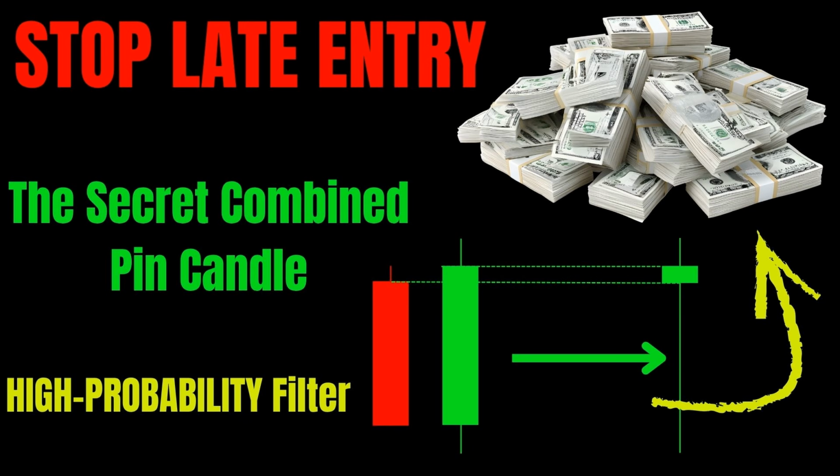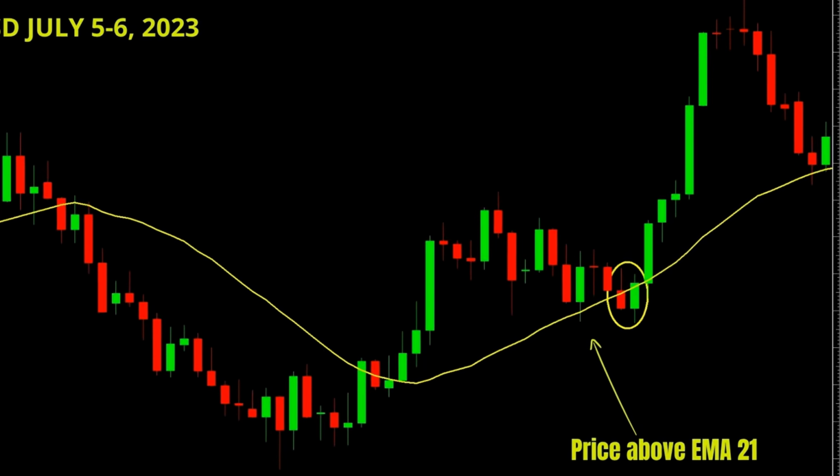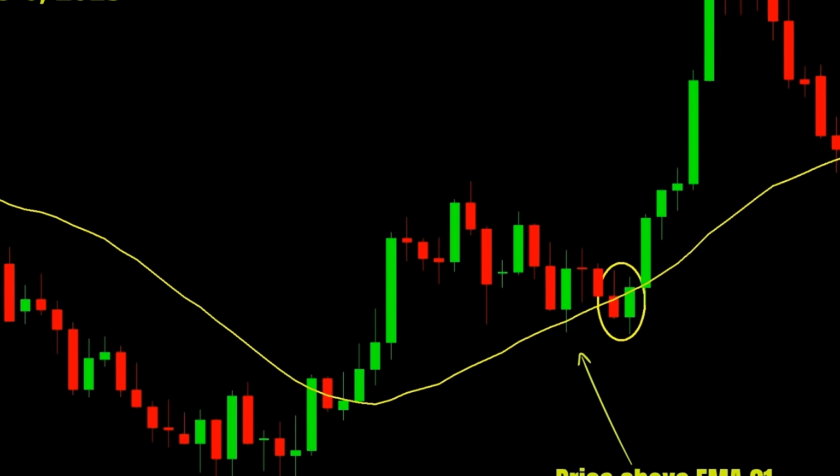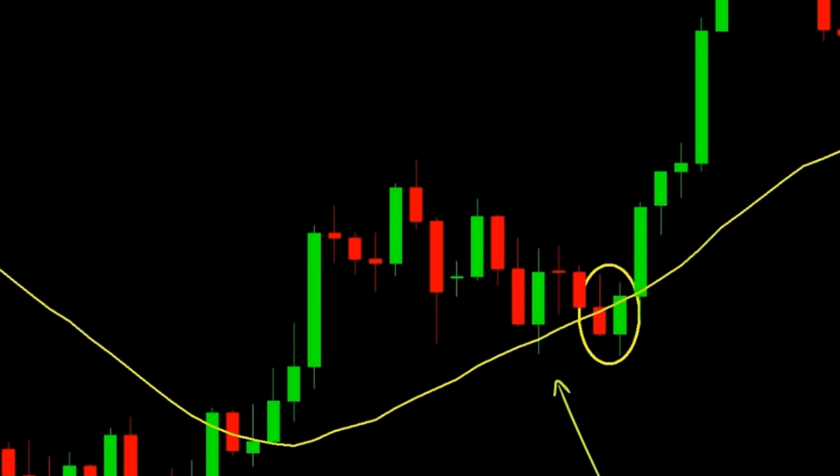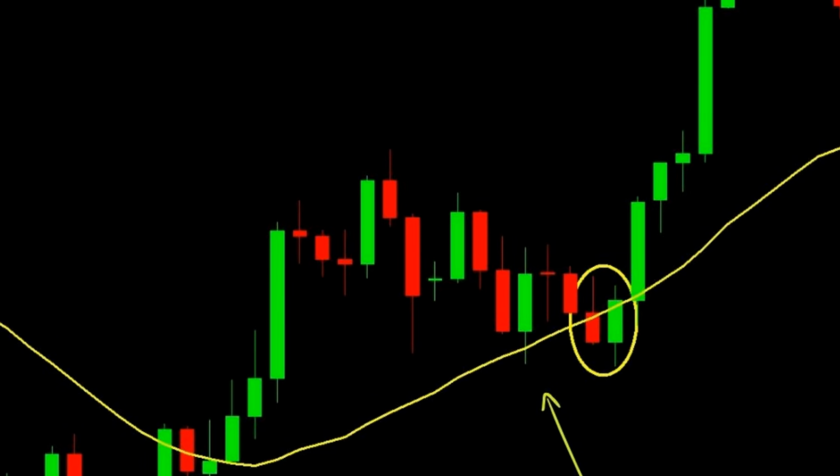What if you could spot a trend reversal one period earlier than most traders? This advanced price action trick, the combined pin candle, takes the confusion out of market shifts, using just two bars to confirm a powerful rejection.